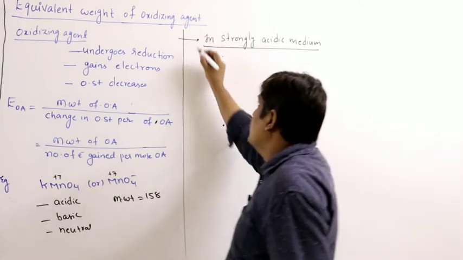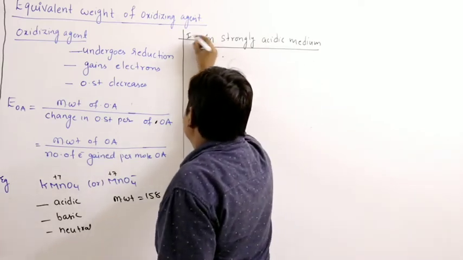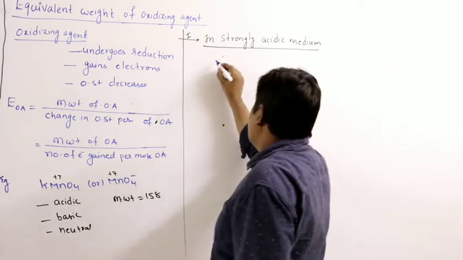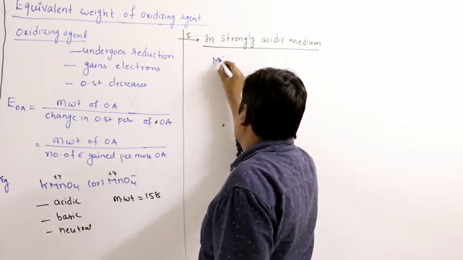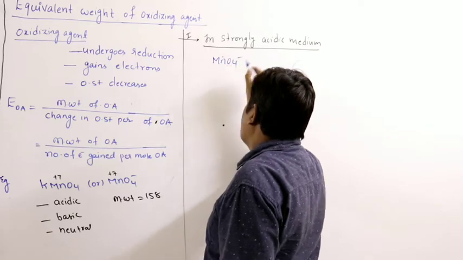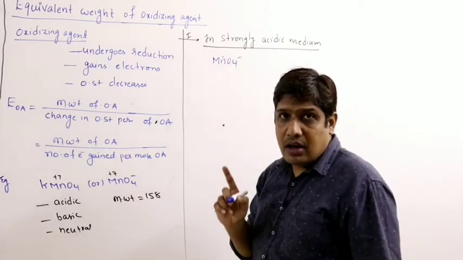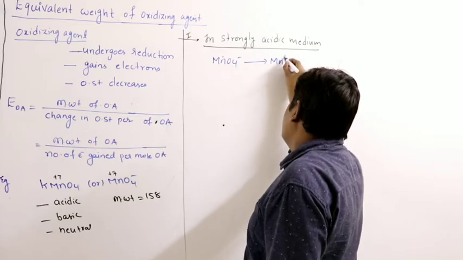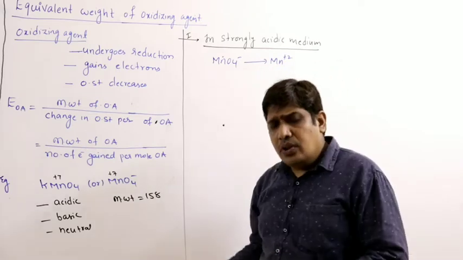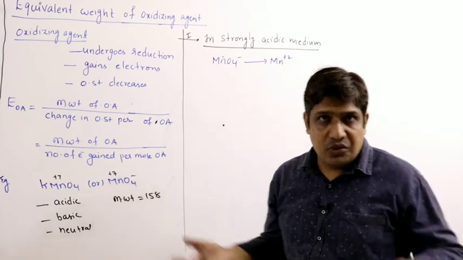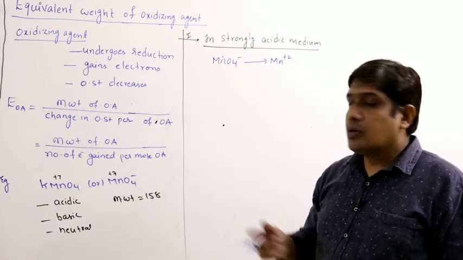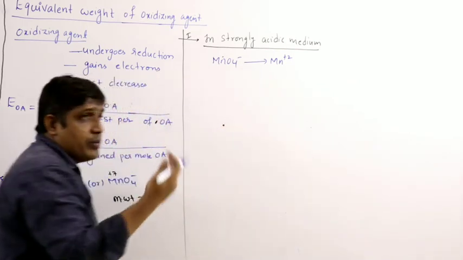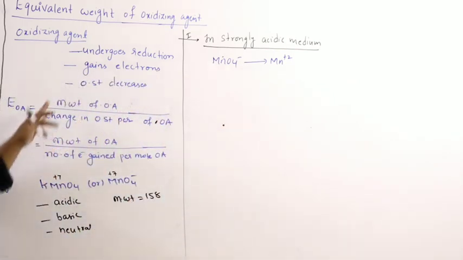In strongly acidic medium, the first one we are seeing is MnO4 minus, the permanganate ion, which changes to Mn+2. If you don't know the final product, then you cannot do anything further. You have to know the final product. So first let us see in how many different ways we can calculate this valency.